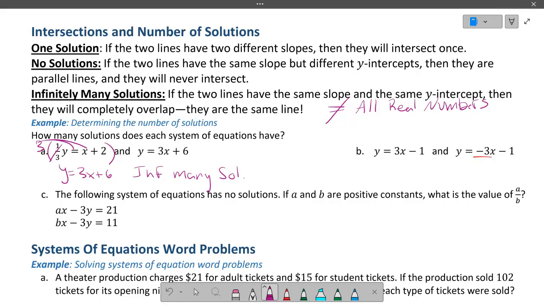So what about B? How many solutions? It's not infinite. Why 1? Slopes are different. One's positive, one's negative. So one's going up and to the right, one's going down and to the right, so they're going to intersect somewhere. So they have one solution. Do I care what that solution is? No. It doesn't ask for it. It just says how many. I have one solution. The slope is the rate of change, rise over run.